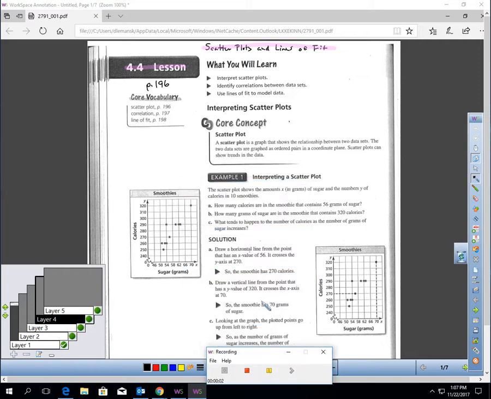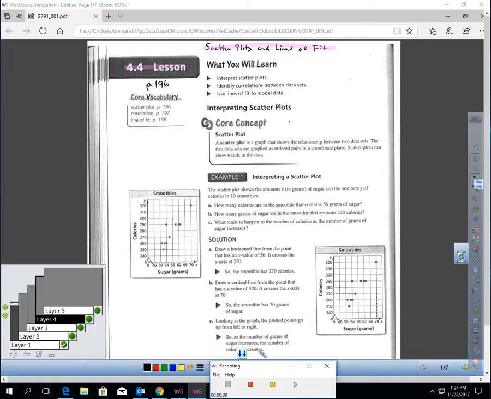This is lesson 4.4, page 196, scatter plots and lines of fit. In this lesson, you will learn how to interpret a scatter plot, how to identify correlations between data sets, and how to use lines of fit to model data.